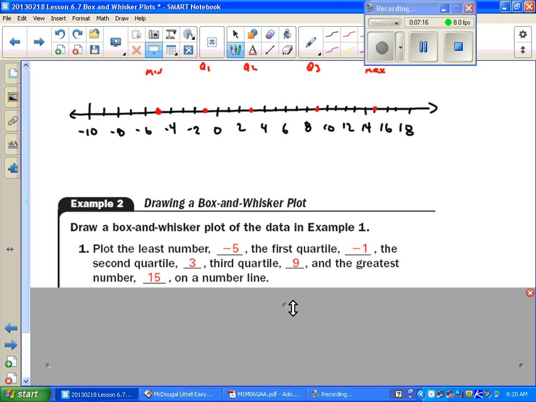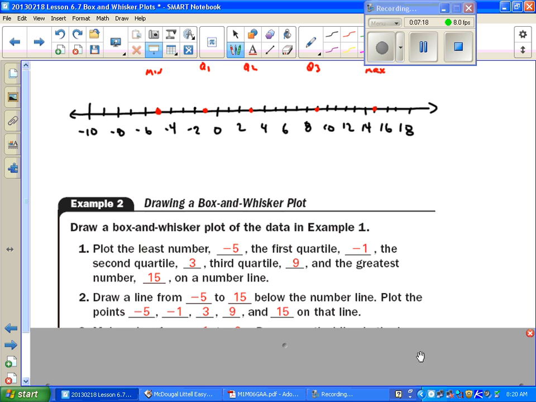So the first thing you want to do is plot those things. The next thing, you want to draw a line from -5 to 15 below the number line, and plot each of those on that line. So it says below it, we'll draw ourselves a line from -5 to 15, and we'll just draw ourselves a line between those. Plot -5, we have -1 again. We have 3, and we have 9.